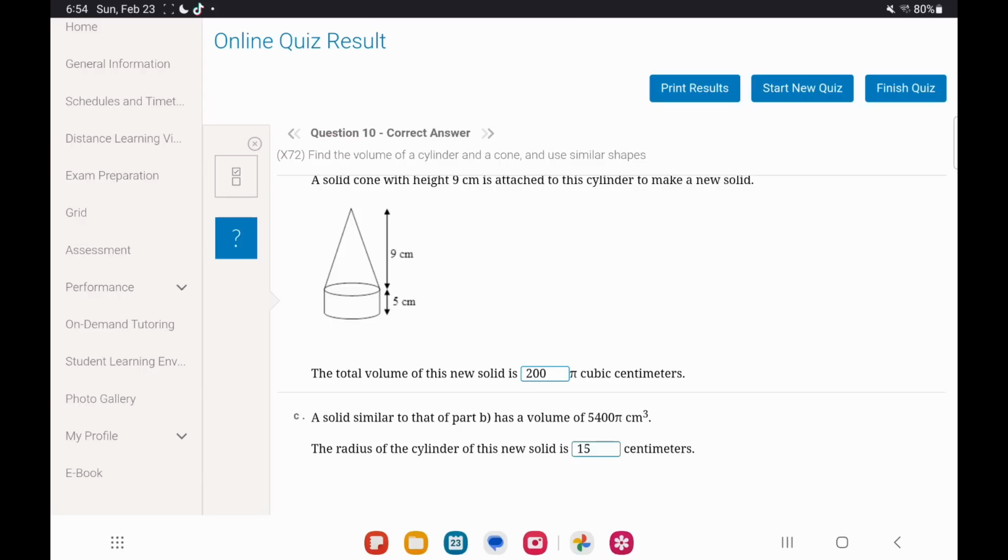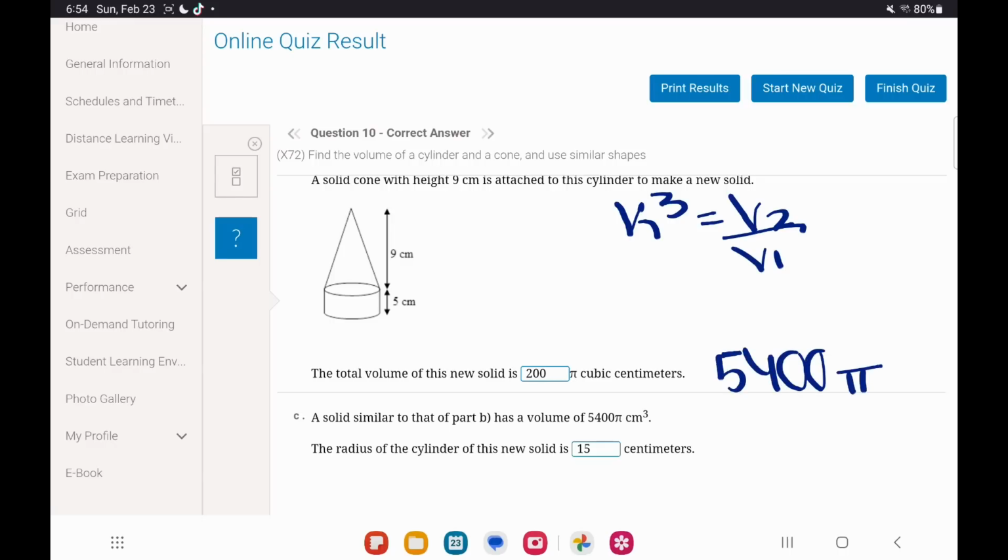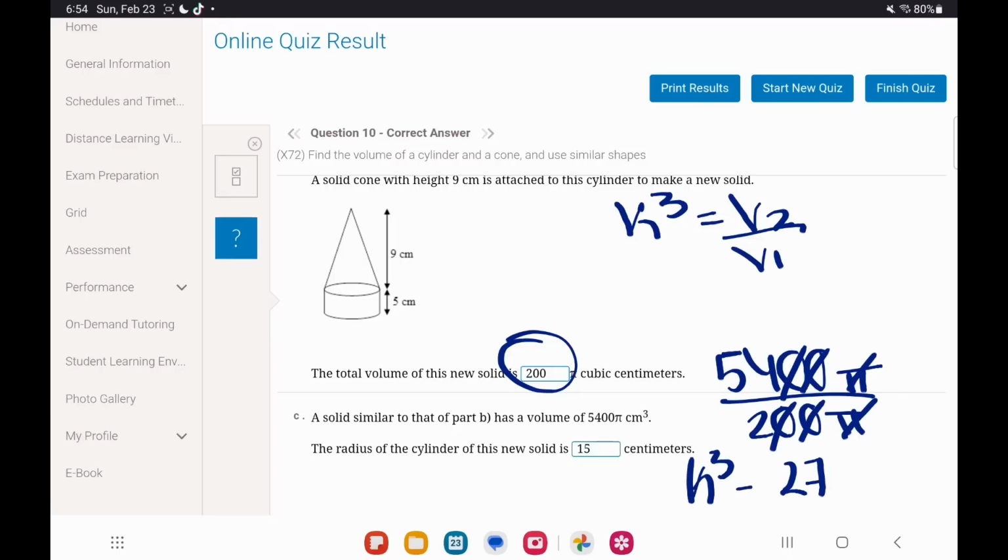Okay, for the last part of this question, we have a rule that goes like K3. So K3 equals volume 2 over volume 1. Our volume 2 is 5,400 pi over, we already found it, 200 pi. We don't even need to use our calculator. Not cross multiply, sorry, divide, like simplify. Pi divided by pi cancels, and then cross out the zeros. 54 over 2 is 27. We said K3 equals 27.